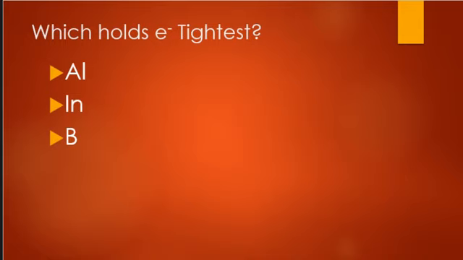Which one of these, aluminum, indium, or boron, holds its electron the tightest? The tightest.